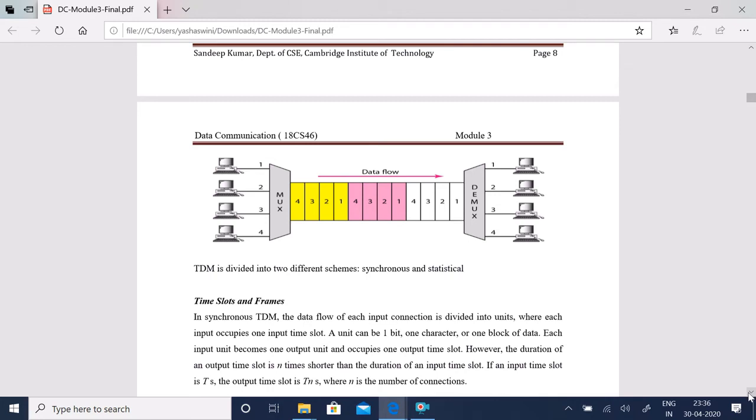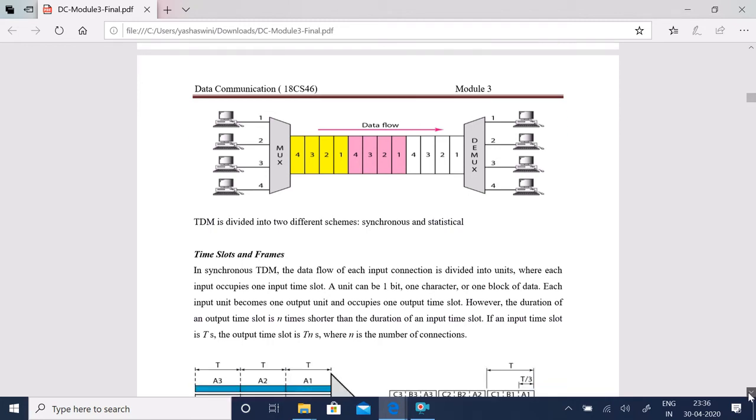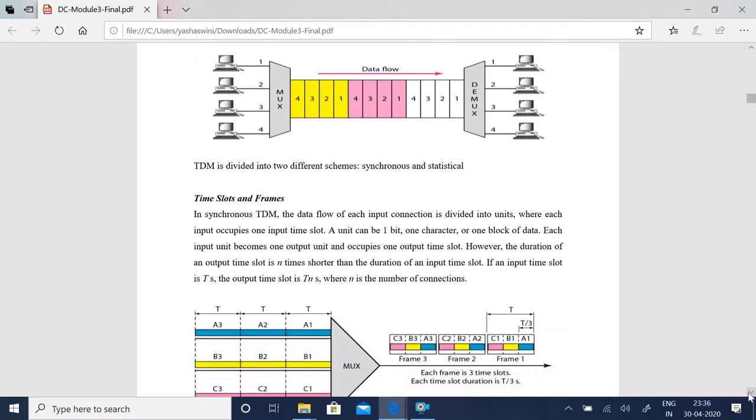So, the time slots and frames. In synchronous, the data flow of each input is divided into units where each unit occupies a particular time slot. A unit can be 1 bit, 1 character or 1 block of data. Each input can occupy 1 output unit as well, but the duration of an output time slot will be shorter than the duration of the input slots.